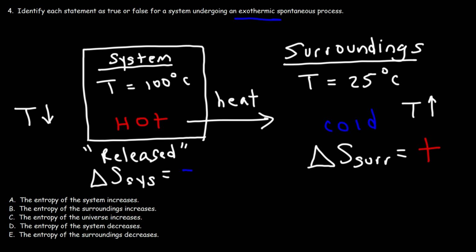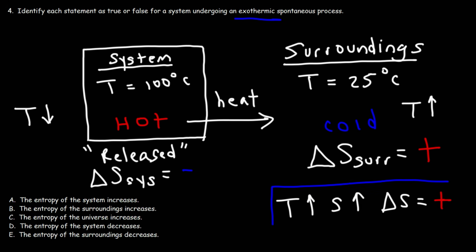So notice that there's a relationship between temperature and the change in entropy. When the temperature goes up, the entropy goes up, which means the change in entropy is going to be positive. Thus, substances at higher temperatures will have a higher entropy value. But now let's go ahead and identify each statement as true or false. For statement A, the entropy of the system increases. That's not true. The change is negative, so it decreases. A is false, which means that D is a true statement.